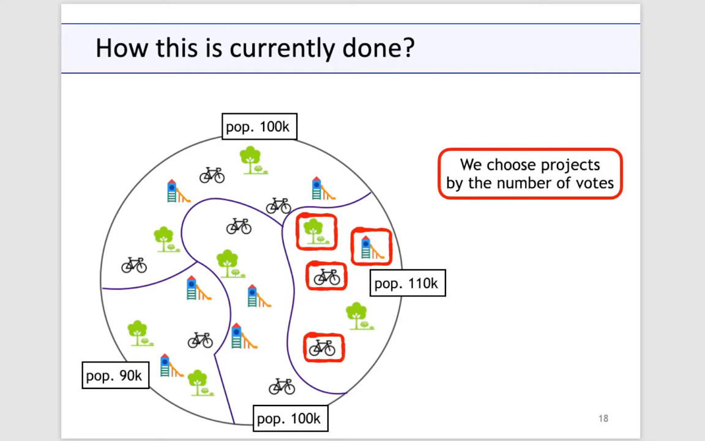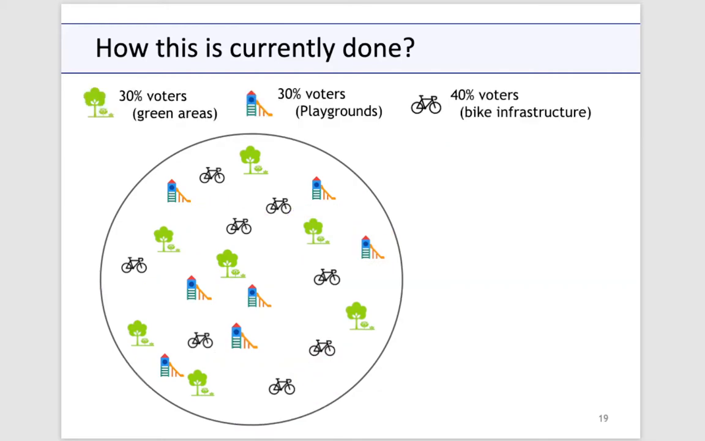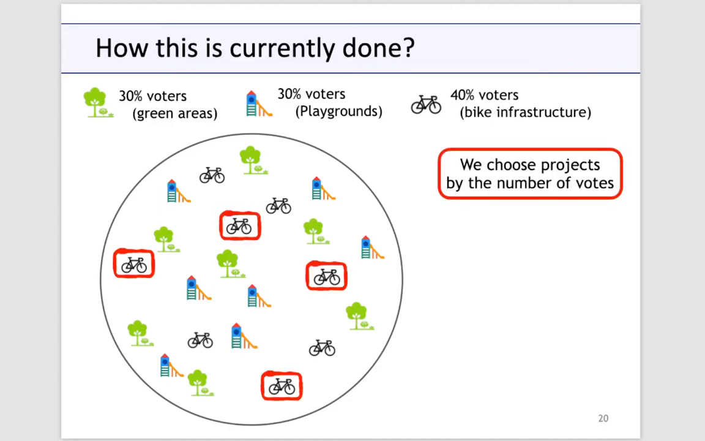Now assume that there are no districts, or that we run an election within a single district. Assume that 30% of voters voted for projects which are about organizing new green areas in the city, 30% of voters voted for building new playgrounds, and 40% of voters voted for projects which are about building new infrastructure for bikes. Again, if we use the greedy rule, then only the projects which received the highest number of votes would be selected. In this case, this means that we would select only those projects which are about building new infrastructure for bikes. This would be unfair. The votes of about 60% of the population of voters would be completely ignored.